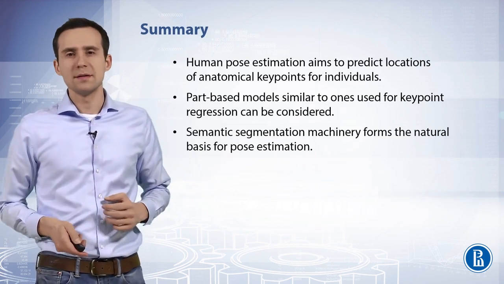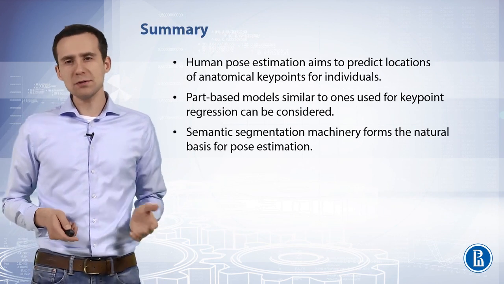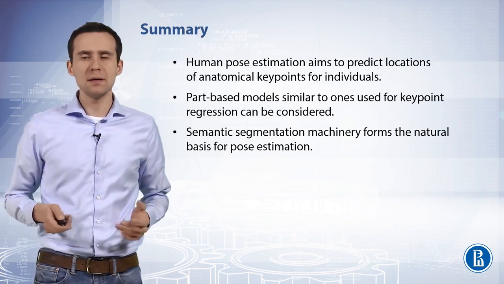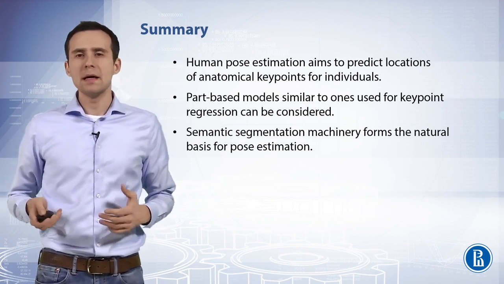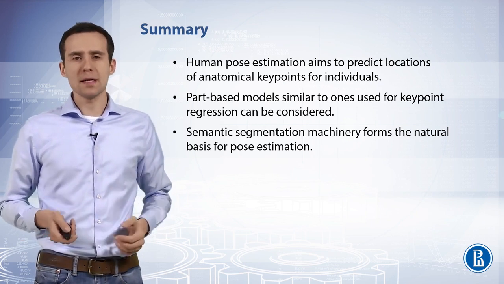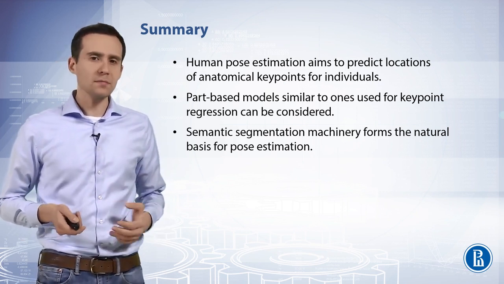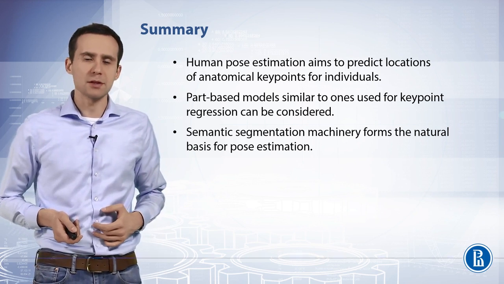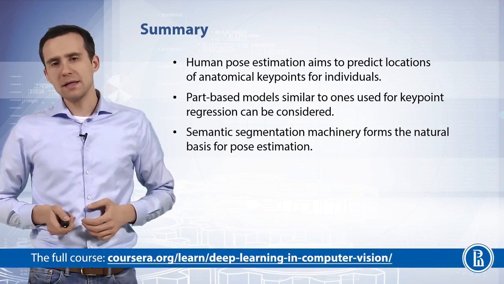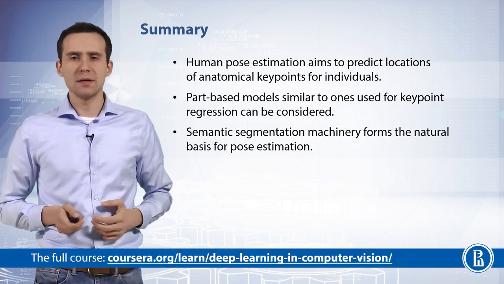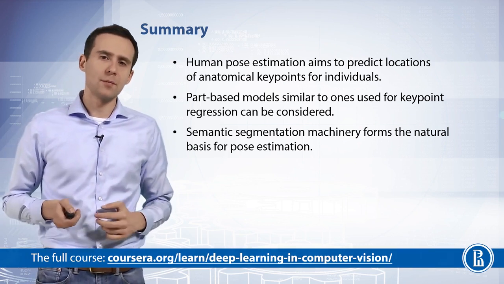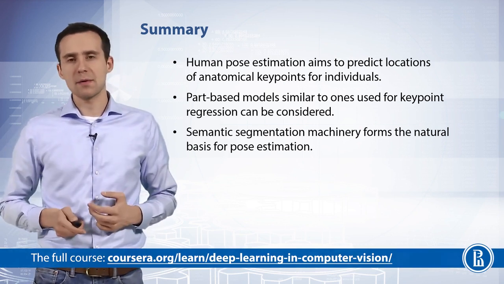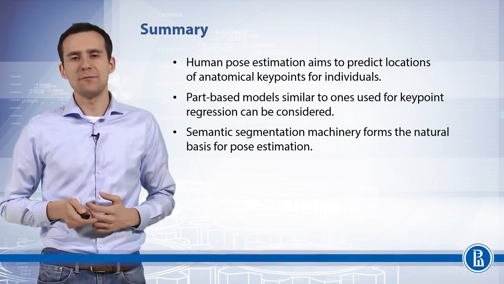To summarize, human pose estimation aims to predict locations of anatomical key points for individual people, and we can employ part-based methods for that, like those used for key point regression. Semantic segmentation machinery forms the natural basis for pose estimation, along with some other hacks like the affinity fields.